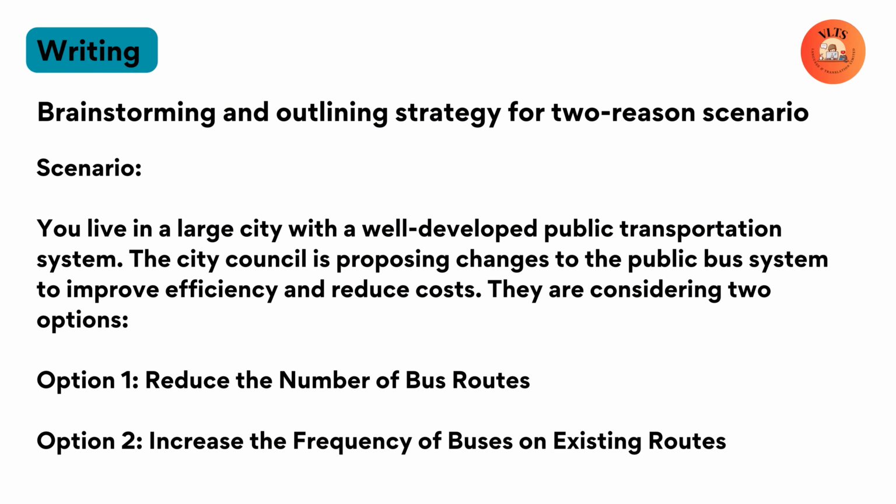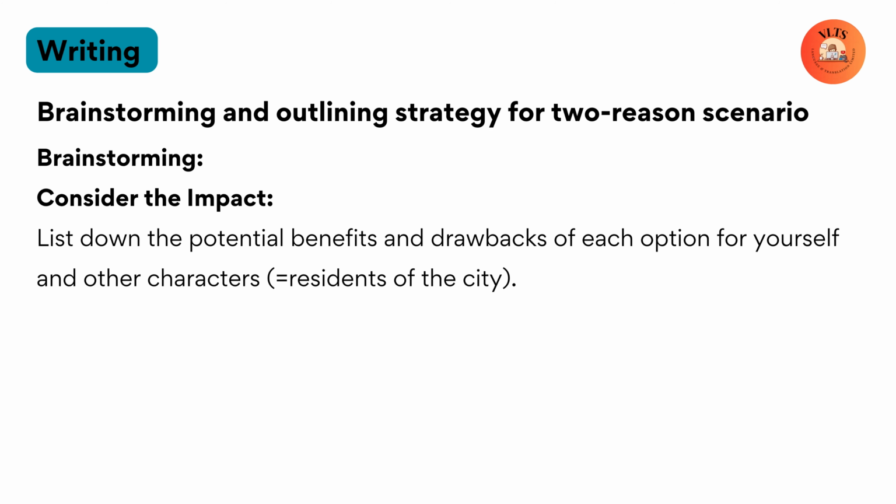Here is a brainstorming and outlining strategy applicable to the two reason scenario mentioned earlier in this episode. The scenario is: the City Council is proposing to significantly reduce the number of bus routes, fewer buses but more frequent service on remaining roads, or increase the frequency of buses on existing roads, more buses but the same number of roads. In order to start writing, you need to do the brainstorming as usual.